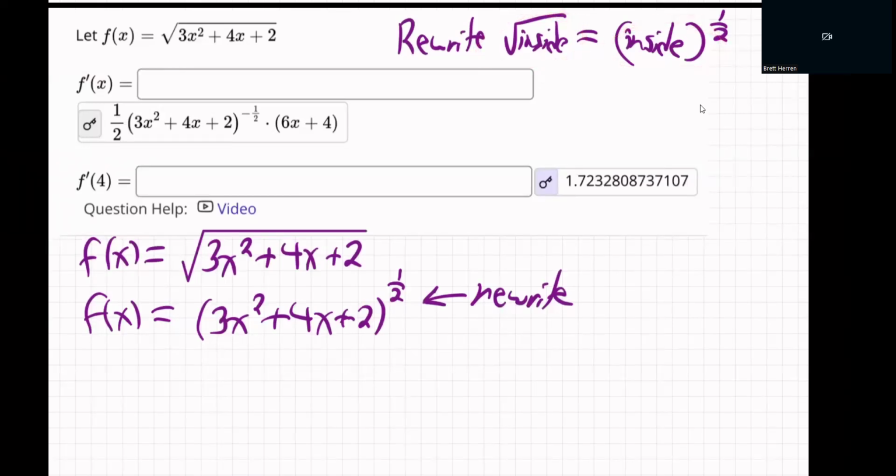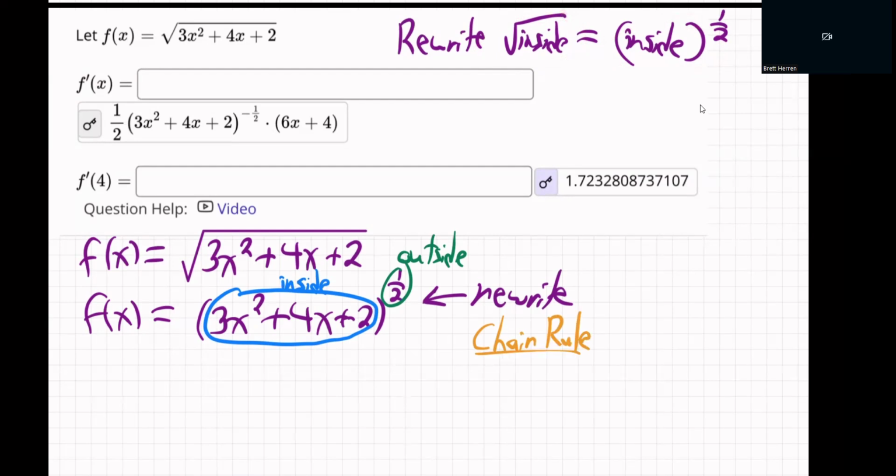Now let's take the derivative. Now what this means is we have an inside function and we have an outside function. So whenever you have an inside and outside, you've got to do the chain rule. And the chain rule says, so I'll just say outer function and then inner function. And so the derivative is the derivative of the outer function, keep the inner the same, times the derivative of the inner function. That's the chain rule. So here we go.